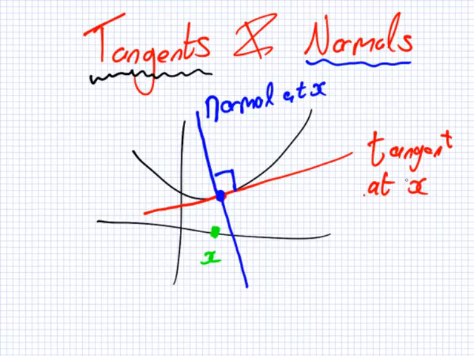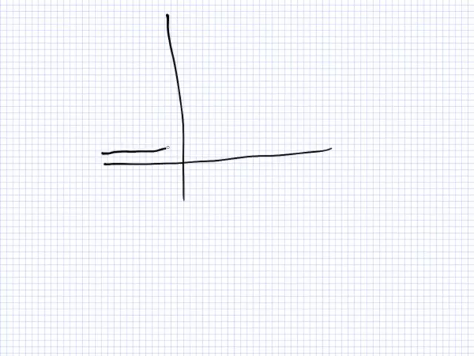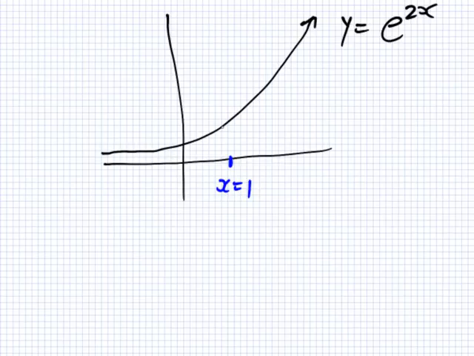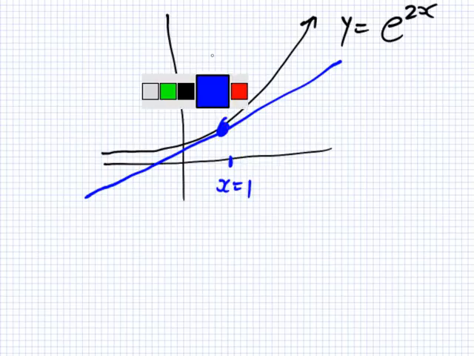Yeah? Okay. So I'll just go straight into an example. So for example, I have this curve here, y equals e^(2x). And I'm here at x equals 1. And I want the equation of the tangent here, and I want the equation of the normal as well. So first, I'll do the tangent.